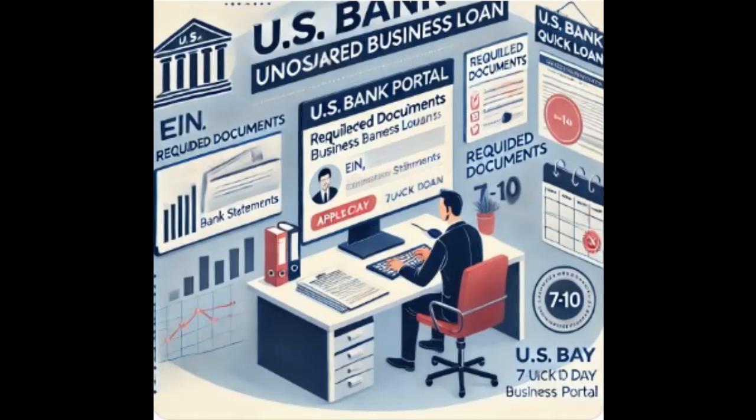Loan approval and funding. Approval timeline: approval decisions are typically made within a week, and funds are deposited within 2 to 3 business days after final approval. Repayment terms: terms are provided upon approval, with options up to 48 months. Automatic payments from a USBank account can reduce interest rates.